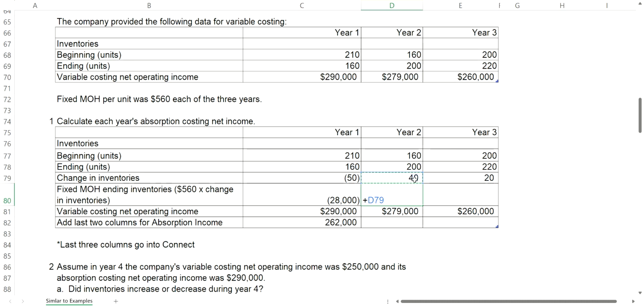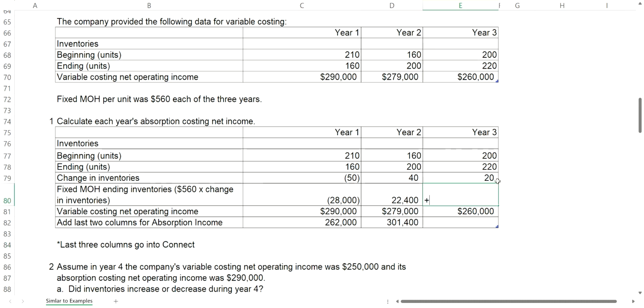Okay, we'll do the same thing here. 40 units times the manufacturing overhead per unit is $22,000. Now, in this case, I would add them together. Let's try that again. There we go. And your net income with the absorption method would be $301,400. Okay, it would actually be more, because you're taking less manufacturing overhead expense.